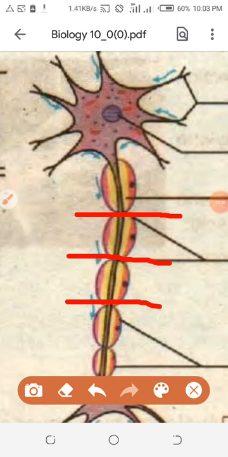Nature is superior to us. Nature can think better than us, and nature is giving us a surprise. I am giving you the surprise which nature gave, by which you will understand that these points are nodes of Ranvier. Nature is telling us that it knows better than you about the neuron. You should not worry about how the nerve impulse will be conducted and transmitted.